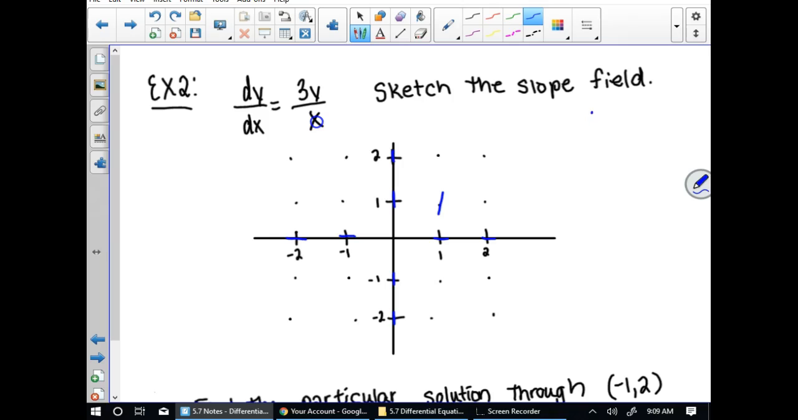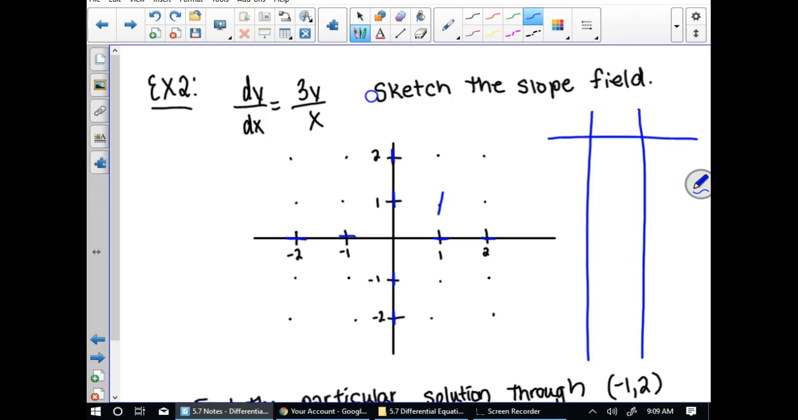I'm going to have to start doing a chart. X, Y, dy/dx. So like here's the point 2, 1 right here, so that would be 3 over 2. So it's going to be less steep there. Then I would have the point 1, 2. So that would be 3 times 2 over 1, so 6. That's going to be super steep. And then I'd have 2, 2. That I'm going to get a 3.